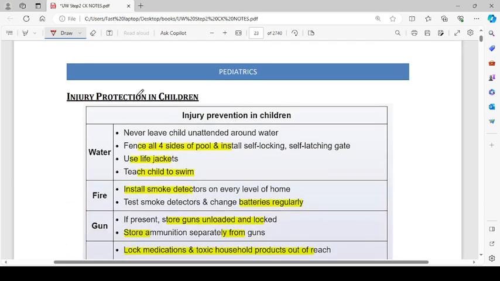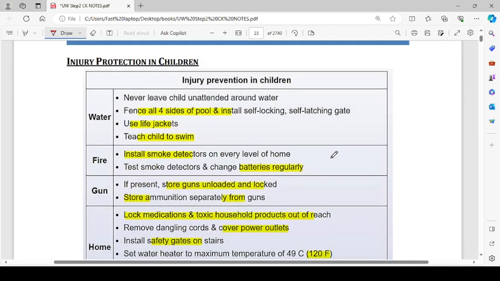Then injury protection in children. There are different sorts of injuries in different environments that the child can face. Injury prevention in water: never leave the child unattended around the water. Fence all 4 sides of the pool and install a self-locking, self-latching gate. Use life jackets. Teach the child to swim.